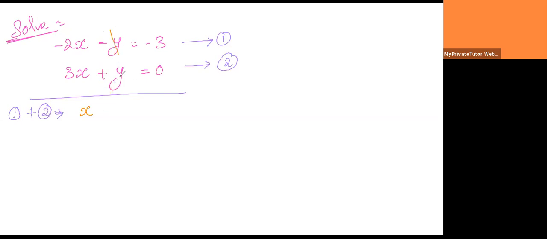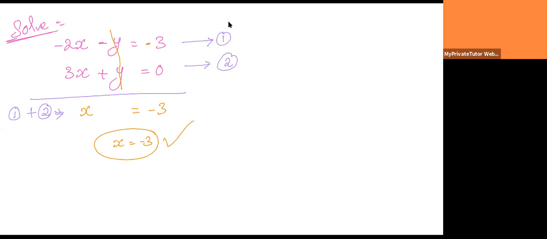So that means it cancels out. If you want to write 0, you can write it, but I'm not writing it here because it cancels out. It has no value. Then on the right side, we have minus 3 and 0. So minus 3 plus 0 is minus 3, which means you got the value directly, which is x equals minus 3. Yes, Anna. So you got the x value.